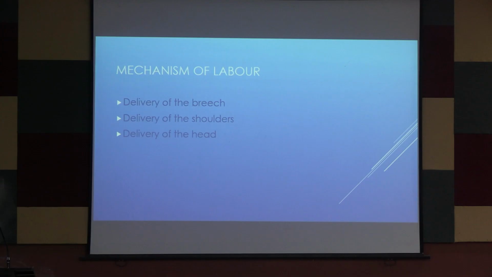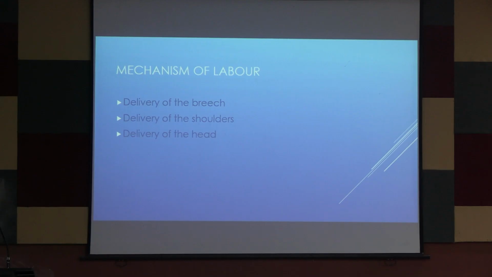Then restitution like that. Then comes the shoulder. In the shoulder, there is the bisacromial diameter. It will engage in the same oblique diameter, that is the right oblique diameter. Descent, then anterior rotation. The anterior shoulder hinges under the symphysis pubis. By lateral flexion, the posterior shoulder is delivered first, then the anterior shoulder will be delivered.